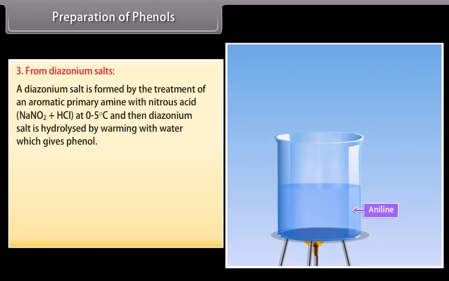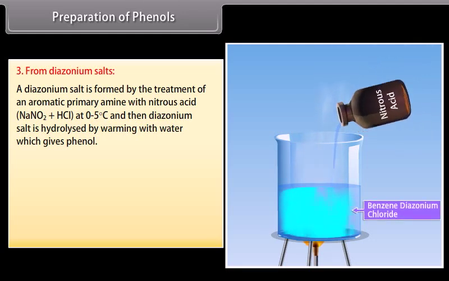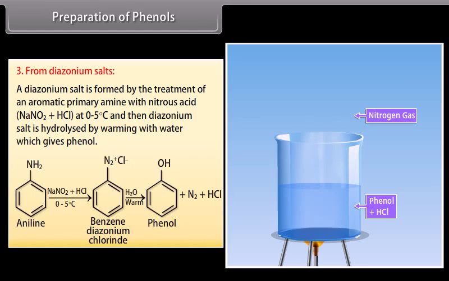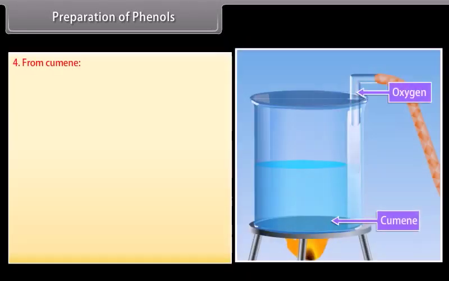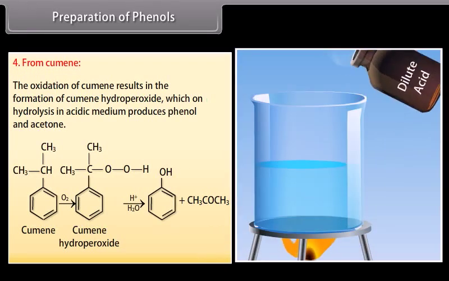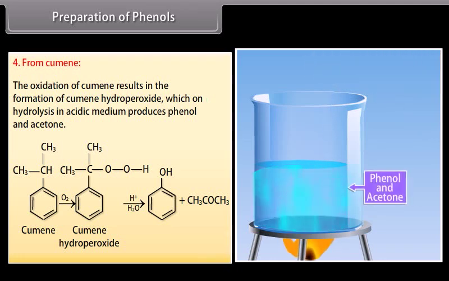Preparation of phenol from diazonium salts. A diazonium salt is formed by the treatment of an aromatic primary amine with nitrous acid at 0 to 5 degrees Celsius, and then the diazonium salt is hydrolyzed by warming with water, which gives phenol. Aniline is treated with nitrous acid at 0 to 5 degrees Celsius. It results in the formation of benzene diazonium chloride, and then by adding warm water, it forms phenol, nitrogen, and hydrochloric acid. From cumene. The oxidation of cumene results in the formation of cumene hydroperoxide, which on hydrolysis in acidic medium produces phenol and acetone.